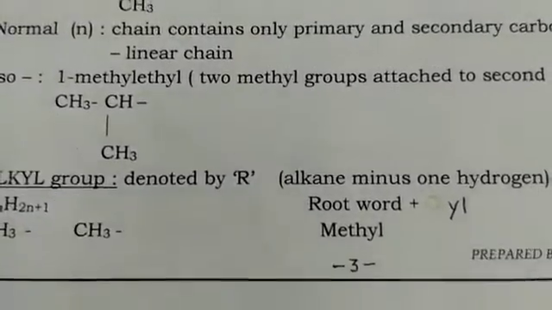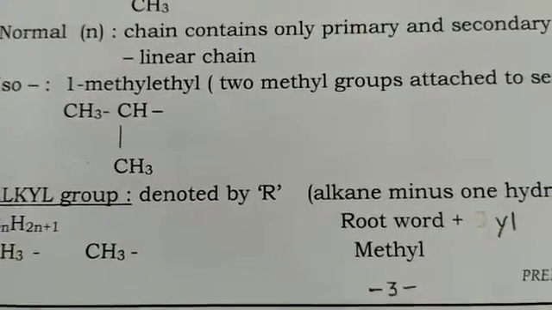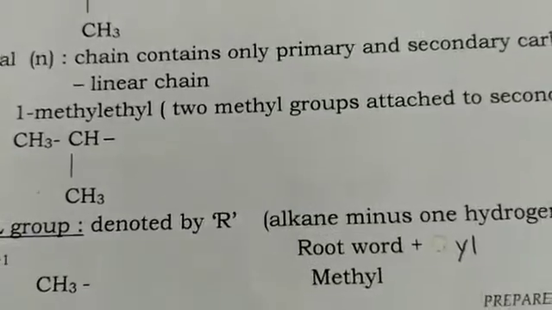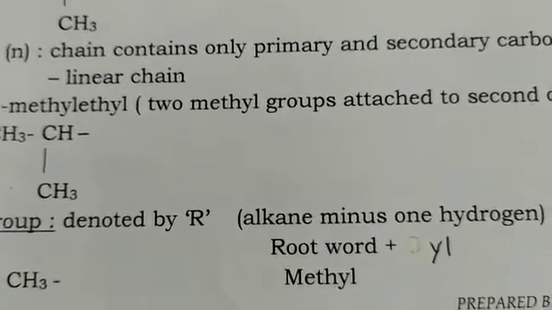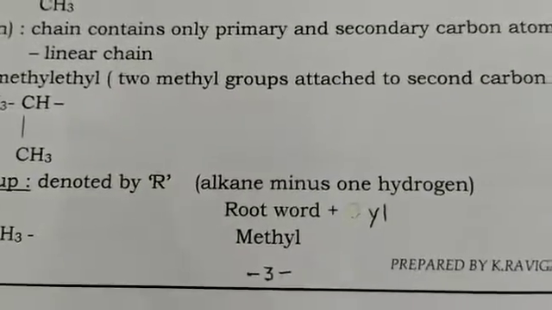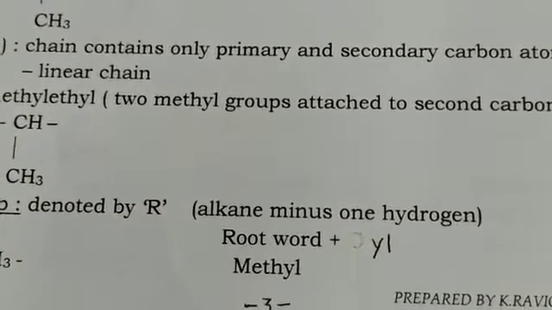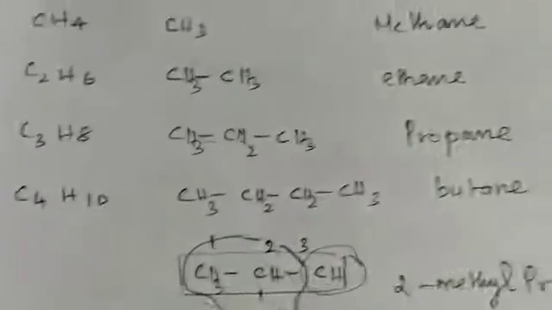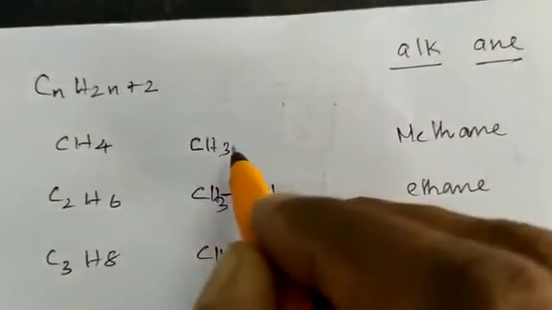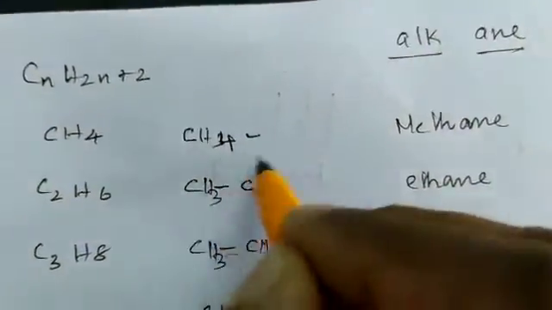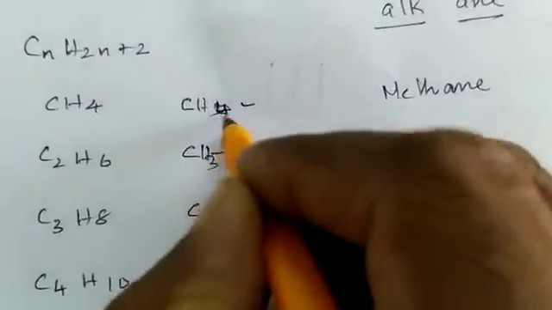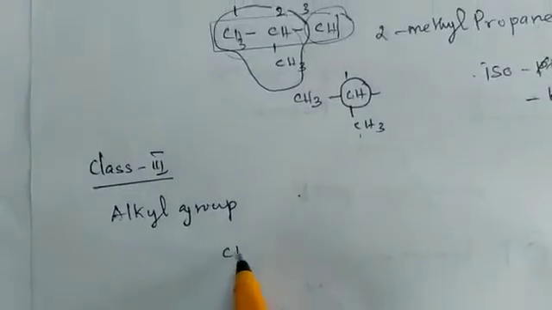Hi. Now we can see the alkyl group. When one hydrogen atom is removed from an alkane, we get an alkyl group. The alkyl group is denoted by R. When we consider this compound, this is methane. We can remove the hydrogen from here, and if we remove the hydrogen, it will become CH3.